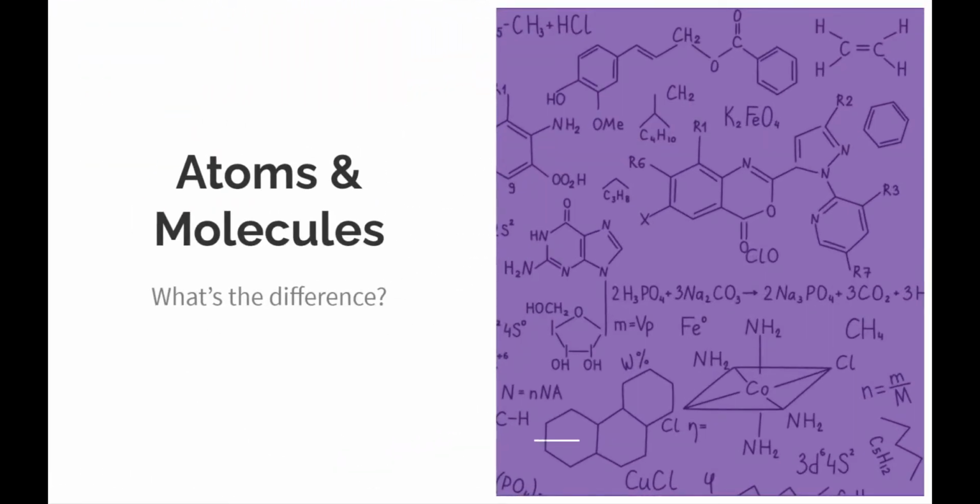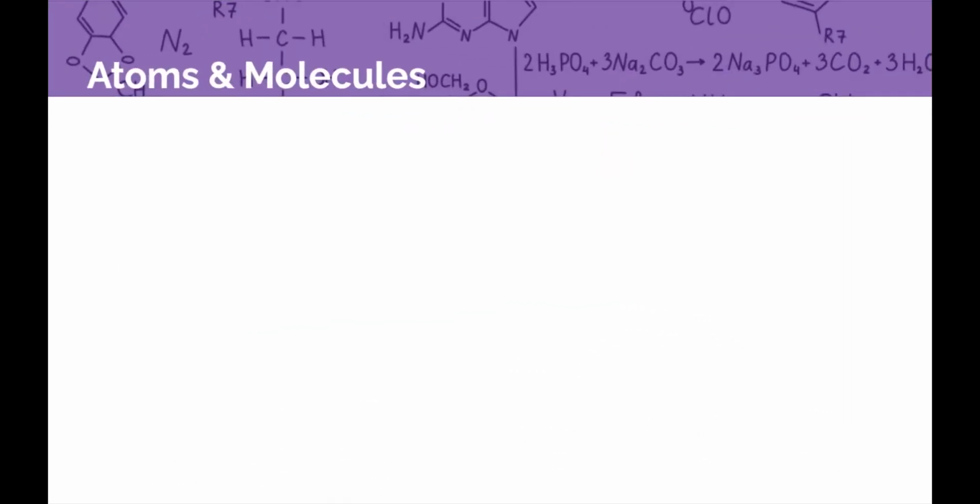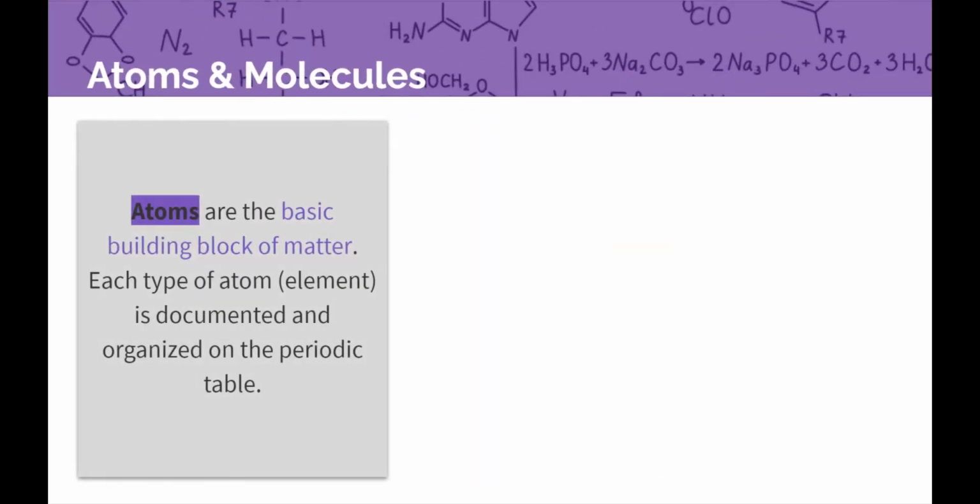Before we jump into chemical formulas, we need to talk about the difference between atoms and molecules. Atoms are the basic building blocks of matter. If I took any sample of matter, take wood for example, and I zoomed in to see what it was made out of, the smallest thing that I would find is an atom. Each type of atom or element is documented and organized on the periodic table like we looked at on Monday.